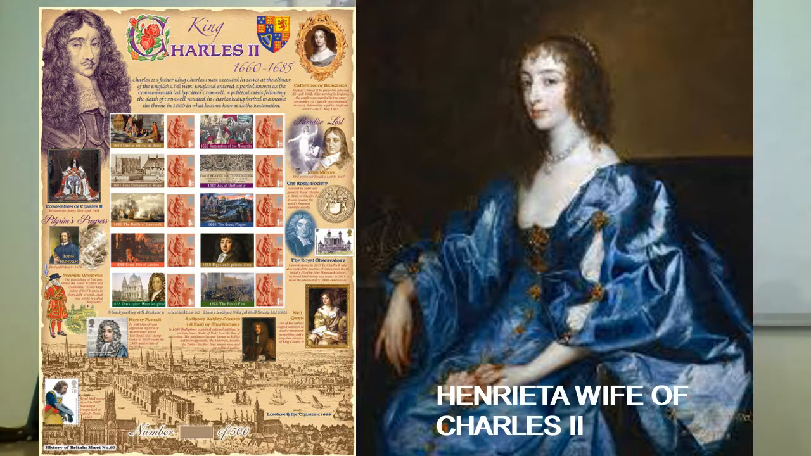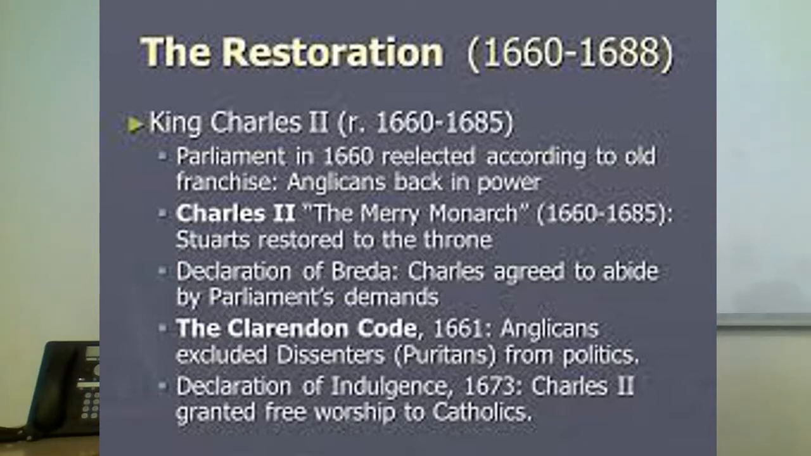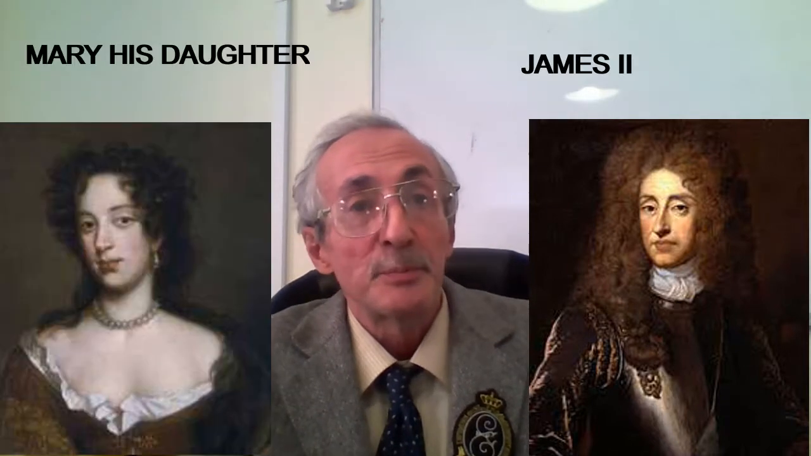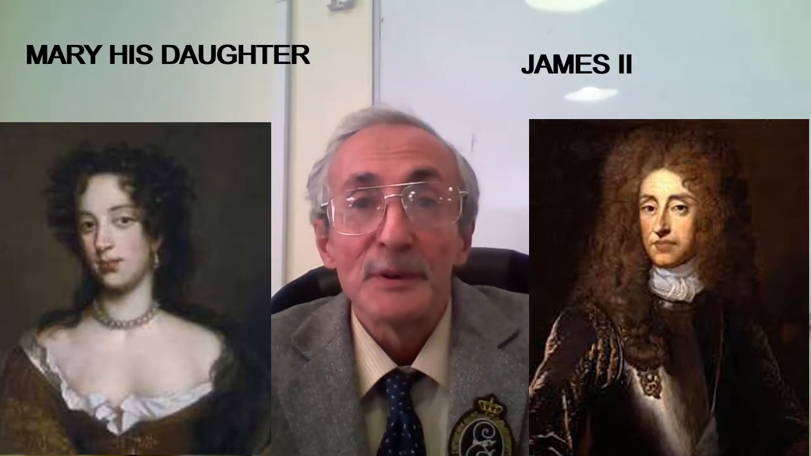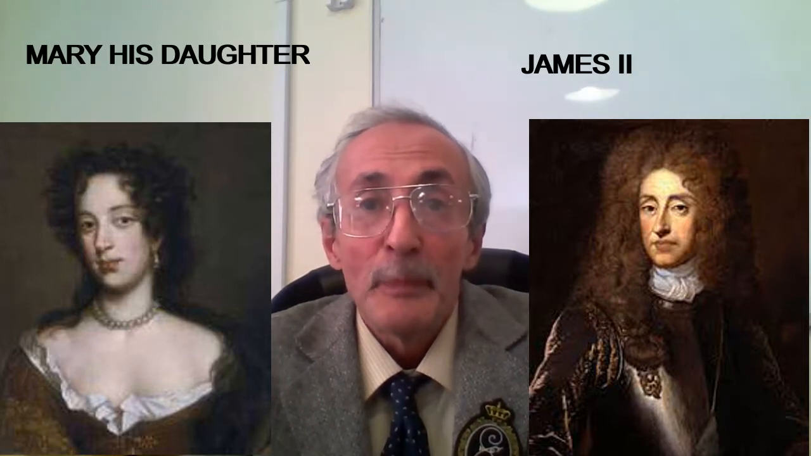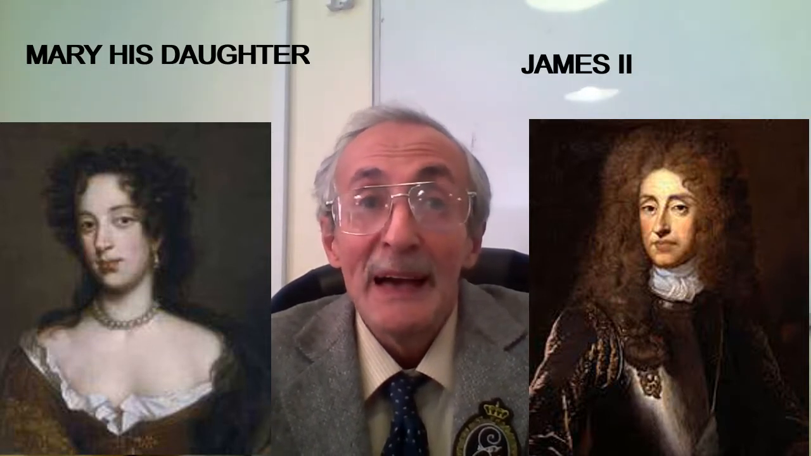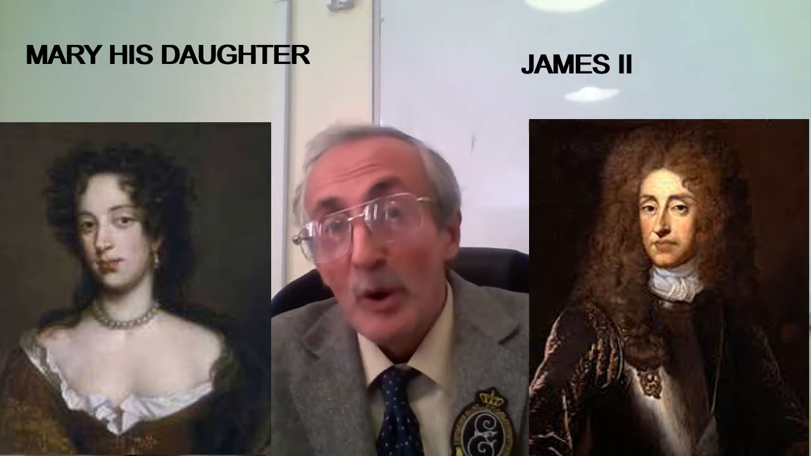To avoid this, something important happens. James has a daughter, and her name is Mary. And Mary is married to the Prince of Orange in the Netherlands. His name is William of Orange, and she goes there and becomes Protestant because that's what her husband is in the Netherlands. And therefore, you do have a very interesting combination that nobody at that time thought would turn out to be important, but it will be important. Mary and her husband William will actually inherit the throne.